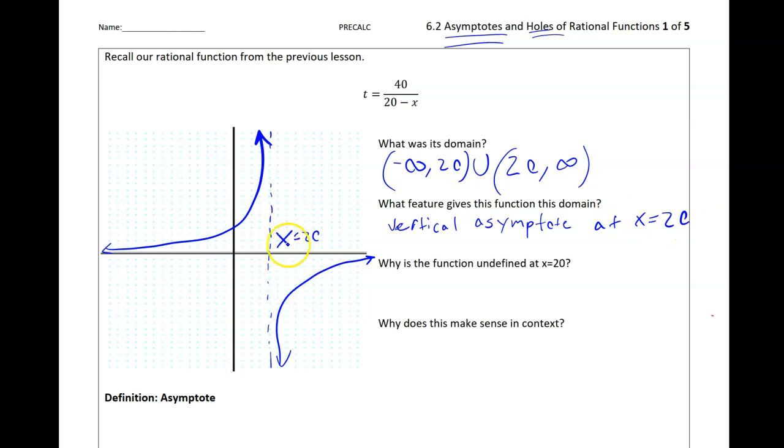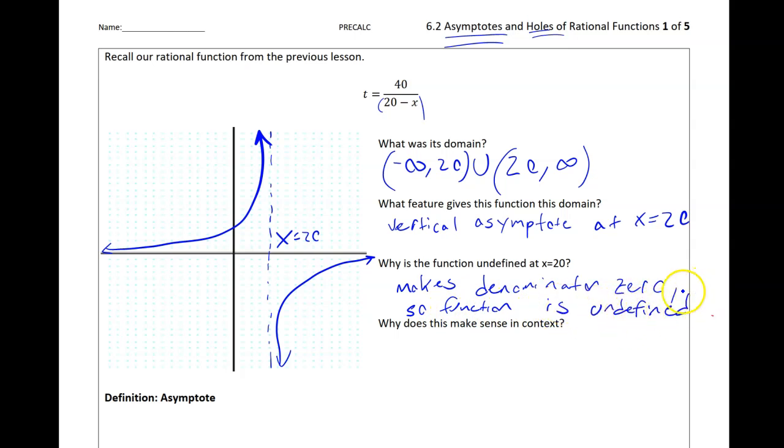Okay, so we introduced this term in the last lesson, but the vertical asymptote, of course, refers to this kind of imaginary line that the graph kind of snuggles up to but doesn't actually touch. The reason this is here, you already know this, the reason this is here is that we can't plug x equals 20 into this denominator, right? So x equals 20 makes the denominator 0, so the function is undefined.